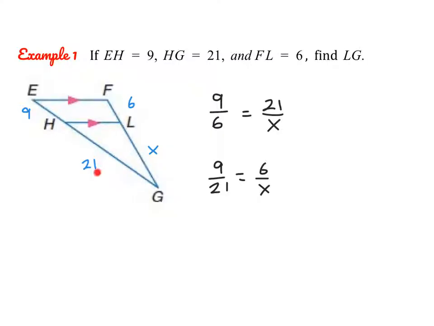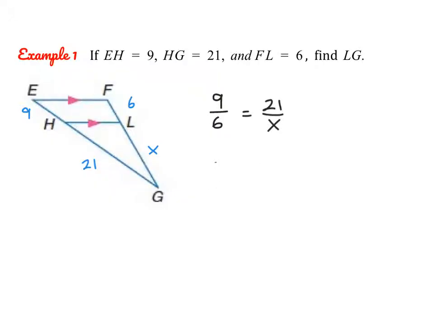The only thing you cannot do is create a ratio that would say 9 over X. These two do not go together, so that's the only one that you cannot create. But there are lots of different options here, like I said. So let's say that we try to solve the first proportion we created.